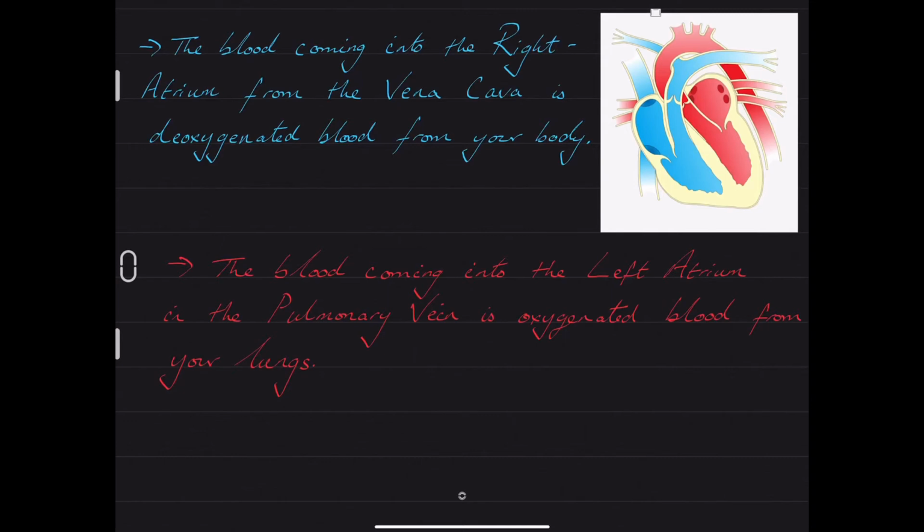Blood coming into the left atrium should be via the pulmonary vein, and it is oxygenated blood from the lungs.